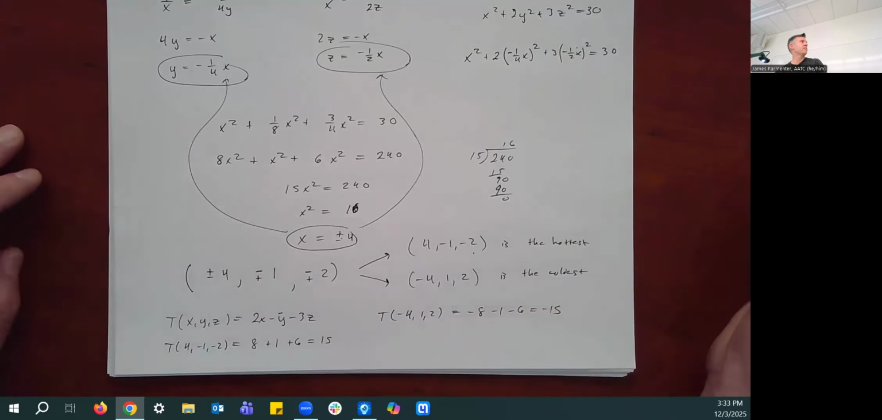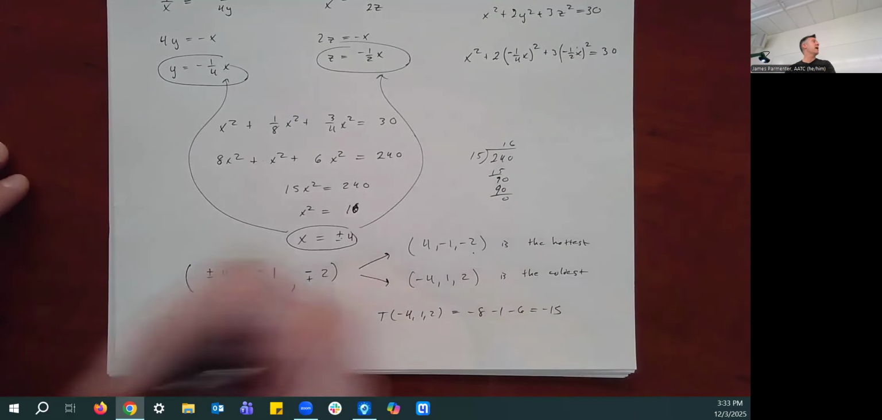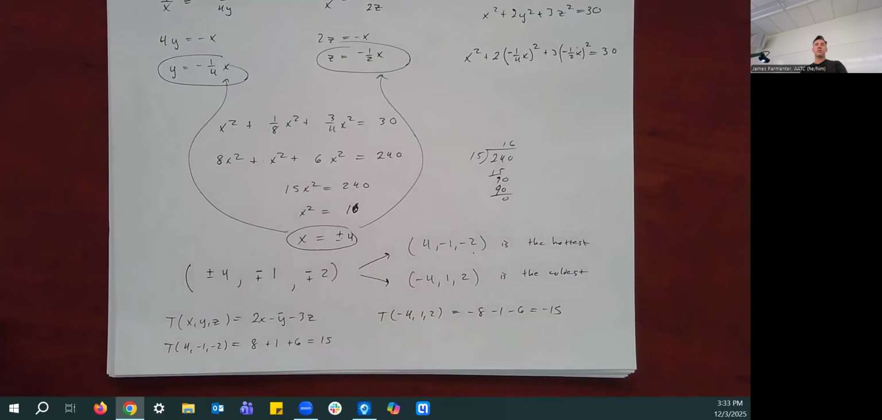And to some degree, pun not intended, it makes sense that the hottest point and the coldest point are kind of diametrically opposite each other on this ellipsoid. If we're thinking about the temperature on the ellipsoid being continuous, you can't just go from immediately hot to immediately cold right next to it. It's kind of a gradation going down from hot to cold or from cold to hot.